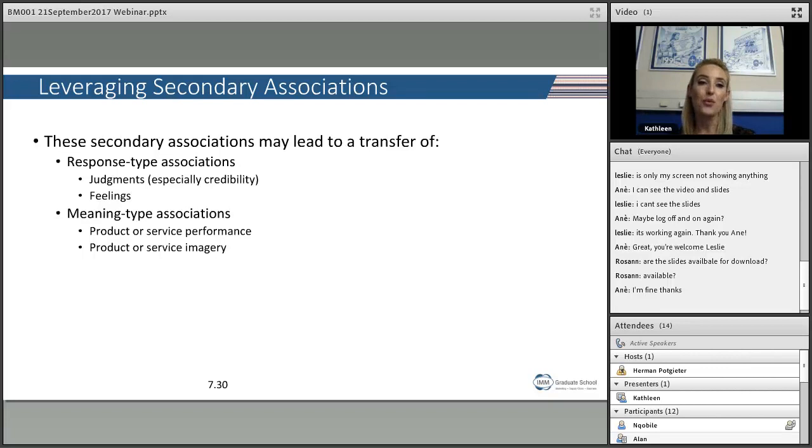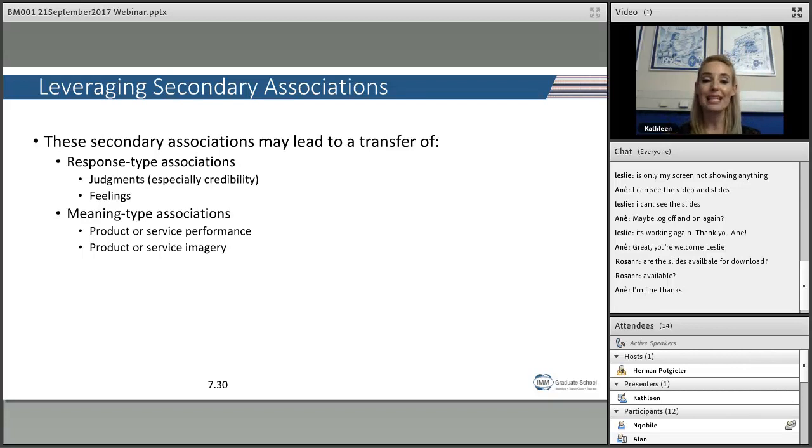Now, the reason why we would want to use a secondary association is because we are going to get a transfer, or that secondary association is going to reflect positively on our brand. There are two types of transfers or reflections that we could look at. The first is response type reflection, where people judge our brand better because of the association, or feelings, where people have warmer or more positive feelings towards our brand because of the association.